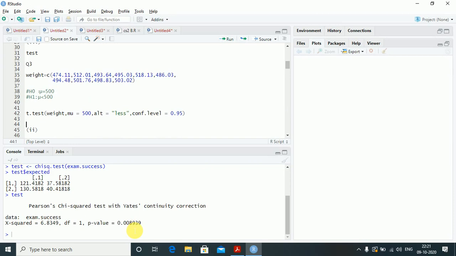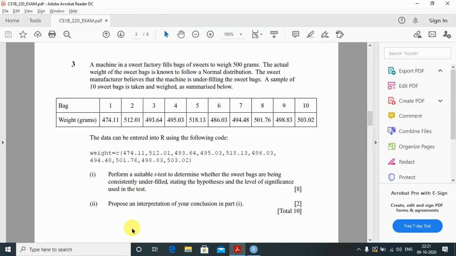Okay. For question number 3, very direct questions, very small. For question number 3, it was given a machine in a sweet factory fills bags of sweets to weigh 500 grams. The actual weight of the sweet bags is known to follow a normal distribution. So it's given normal distributions.